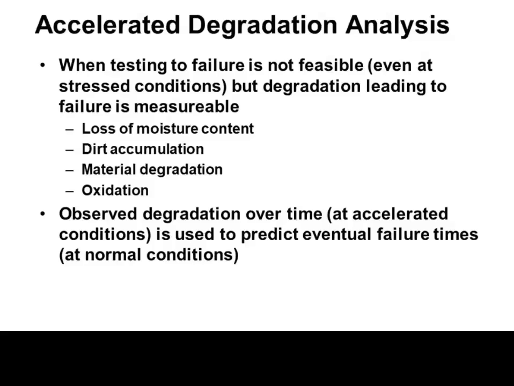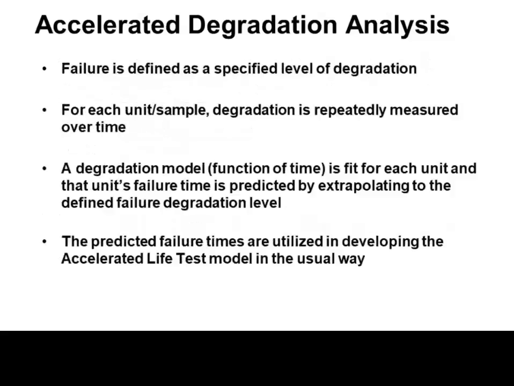But by doing that, you observe degradation, and then you can hopefully model that and derive those failure times. So this requires, again, that you define failure as some level of degradation, like 50 in my example. Each unit or sample is going to be repeatedly measured. You'll fit the degradation or stability model for each unit, extrapolate to the defined degradation level, and then take those failure times and go back and use the accelerated life test models we talked about earlier.